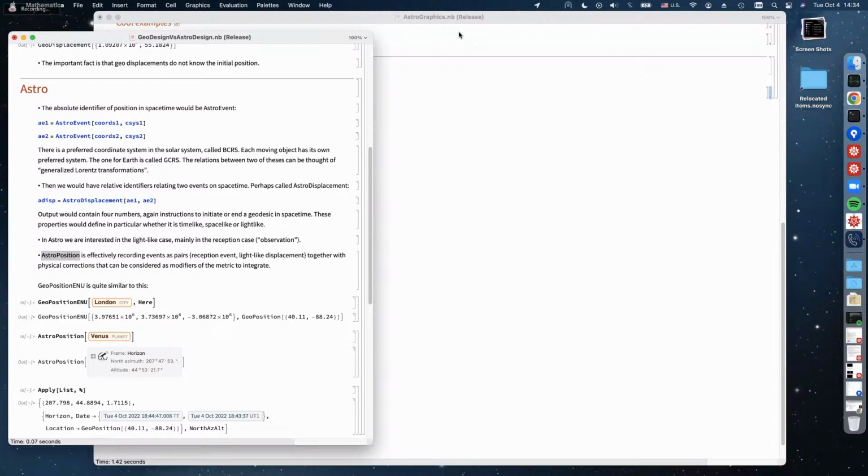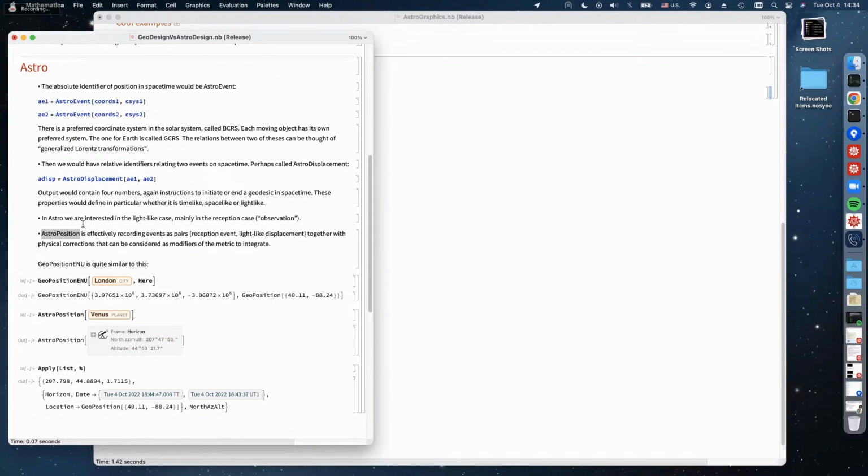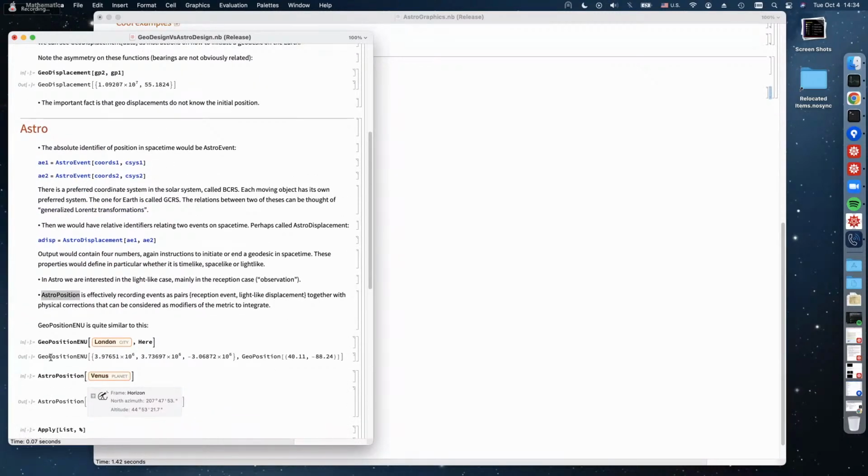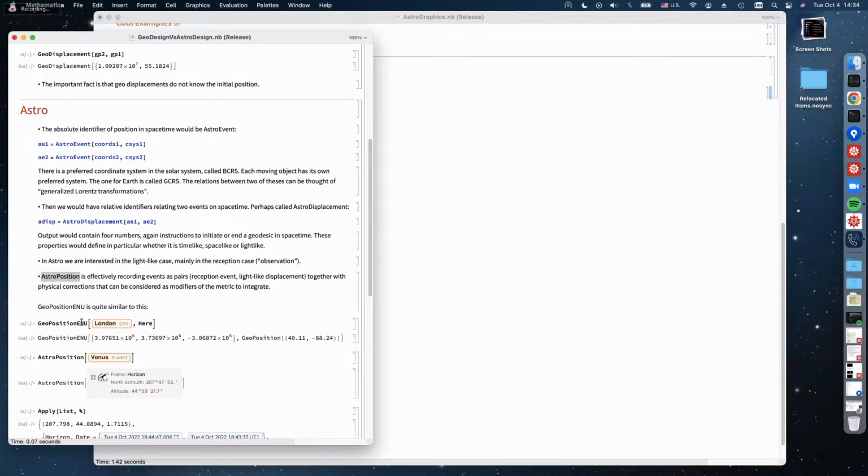Keep going, Jose. Yes. So what is astroposition in the light of this discussion? What we are doing in astroposition is essentially what we do already in geoposition, which is that we store a place and then we store a vector that connects that place with the place you are interested in. So in astroposition, we are storing the observation event, the base you were calling yesterday, plus the numbers on how to start a light geodesic that would take me to the place I'm interested in.